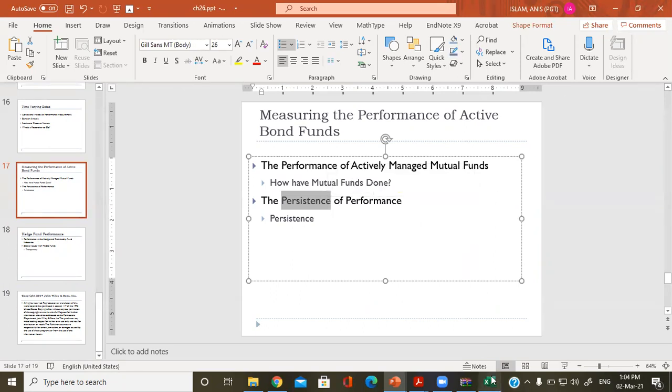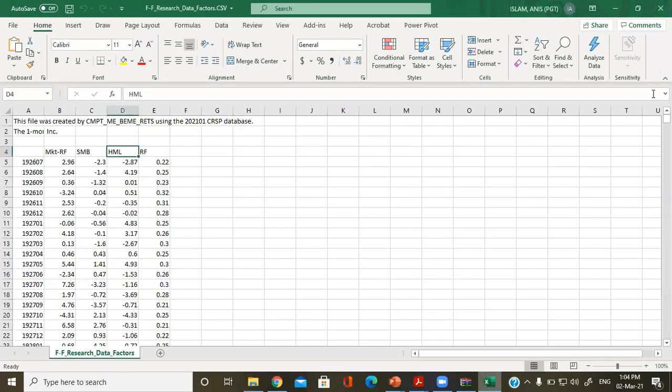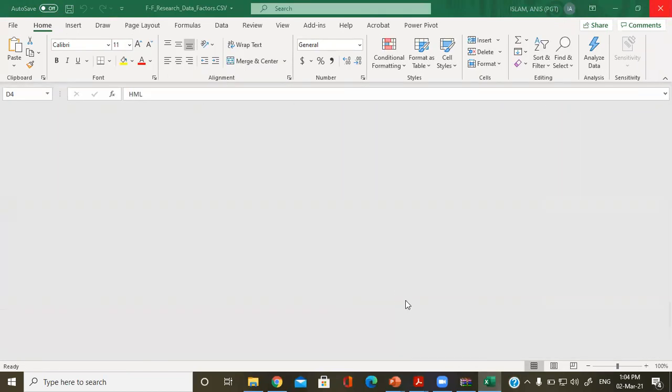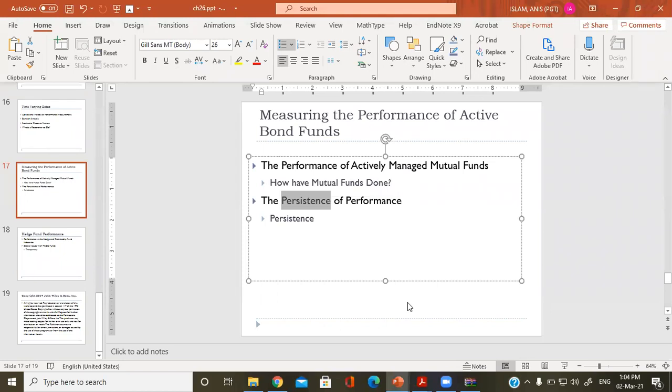I will also try to show you how we can get the data for mutual funds, estimate alpha and beta, and see what the reality of mutual fund performance is in the next class. Okay, so that's all for today.